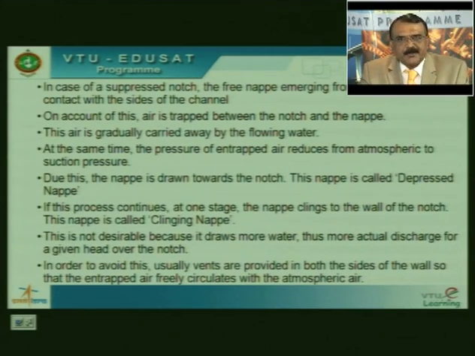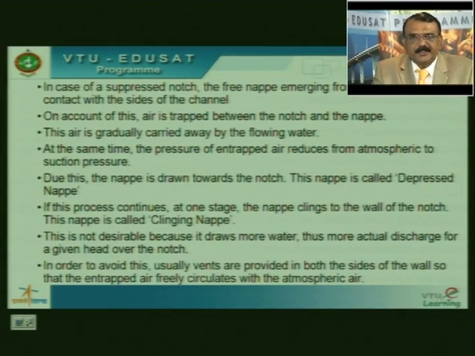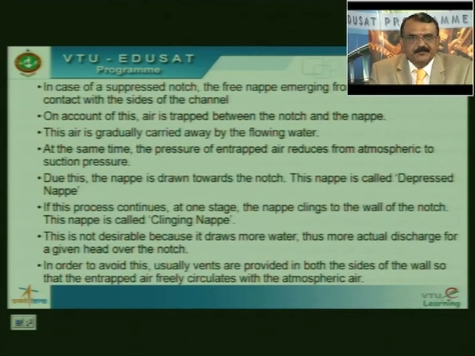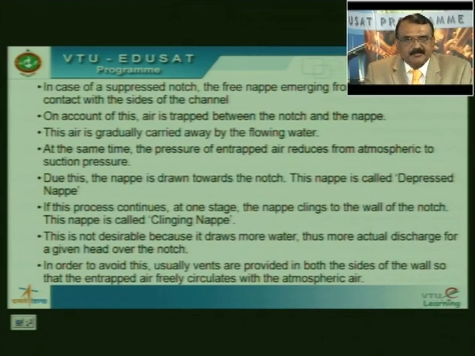If this process continues, at one stage, the nappe clings to the wall of the notch. This nappe is called the clinging nappe. This is not desirable because it draws more water and thus the actual discharge for a given head over the notch will not match. In order to avoid that, usually how we are going to avoid that?